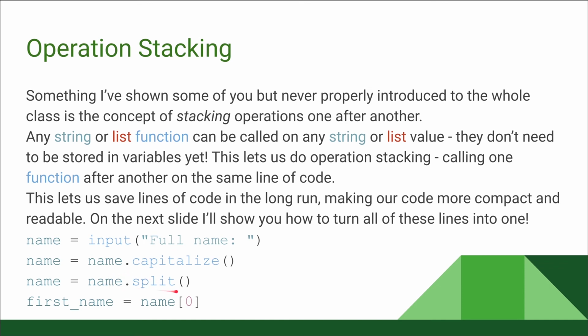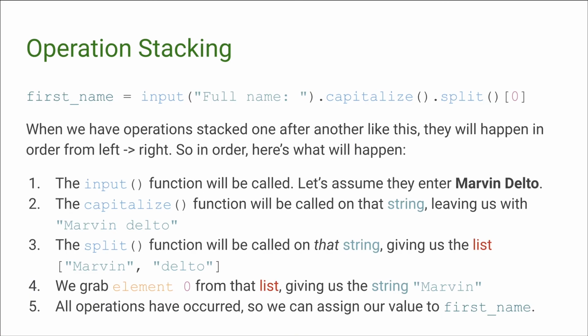We're going to split it. We're going to turn each word in their name into a separate value in a list. So our name is now a list. So if we grab element 0 out of it, that's going to grab the first name that they entered. So we can save that into a variable called first_name. Now we can do all of this on 1 line of code like this. So if I say my first_name variable, we're only going to make one variable here. We're doing all this on 1 line.